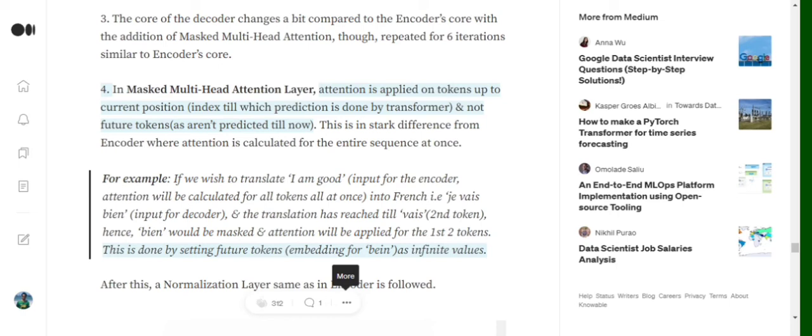So in case of masked multi-head attention, we would be masking the attention that would be calculated for "bien". We would be assuming that the sentence is just two tokens long for now, and this is called masked multi-head attention.